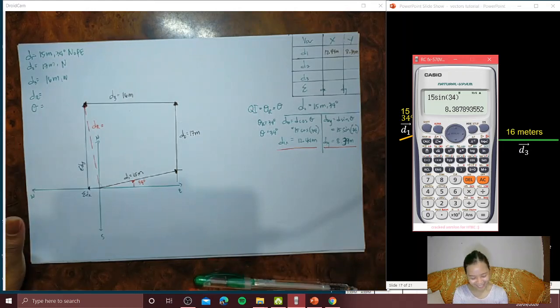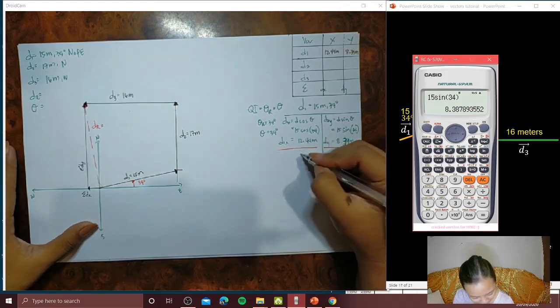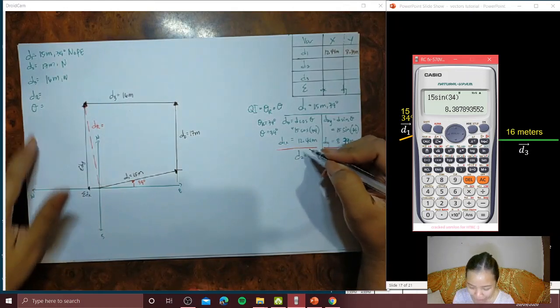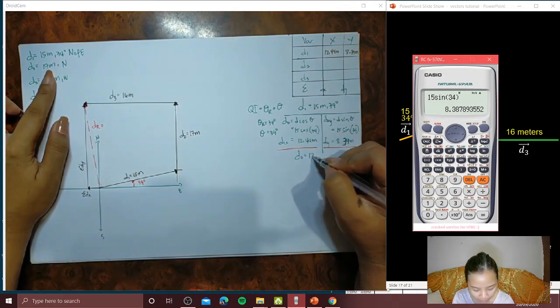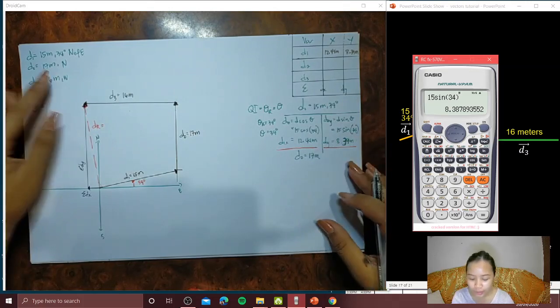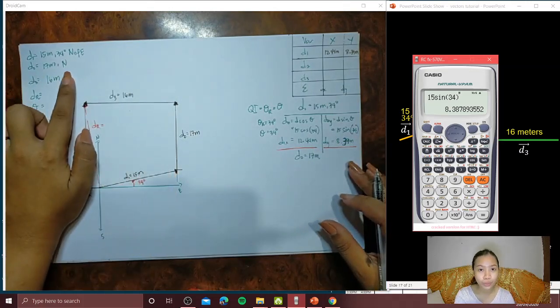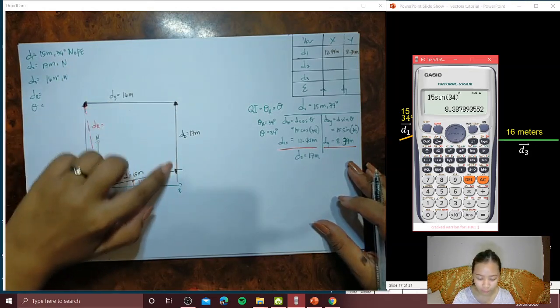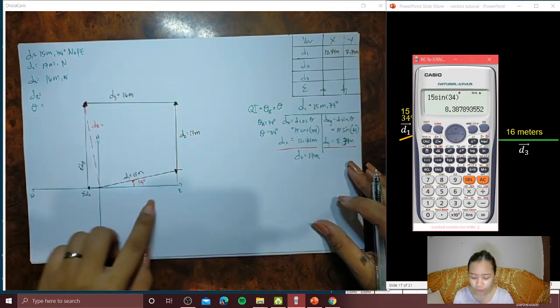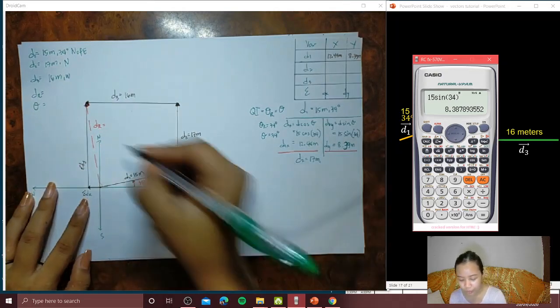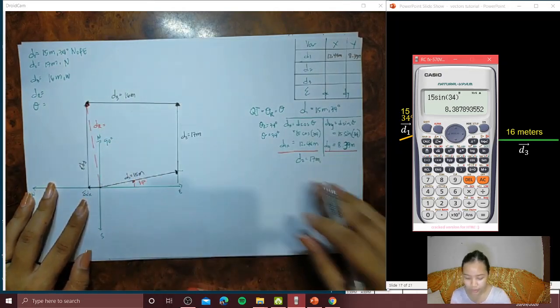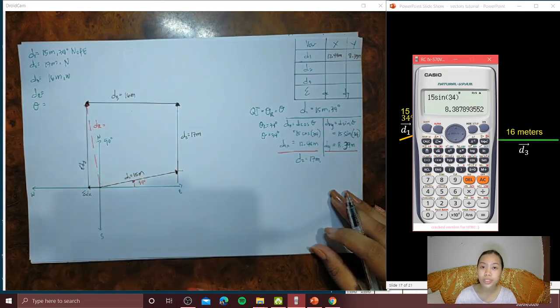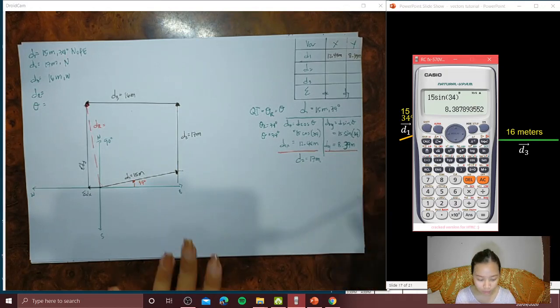Now let us solve for our D sub 2. For D sub 2, the magnitude is 17 meters. Take note that D sub 2 is located in the north direction, or the positive y-axis. As we all know, from east going to north, we have 90 degrees. Since D sub 2 is in the north direction, our angle would be 90 degrees.